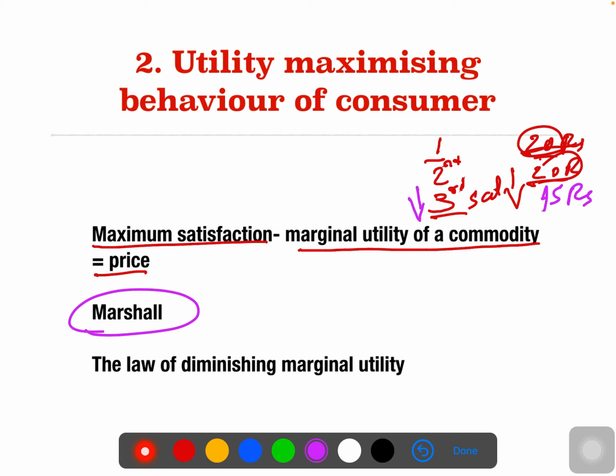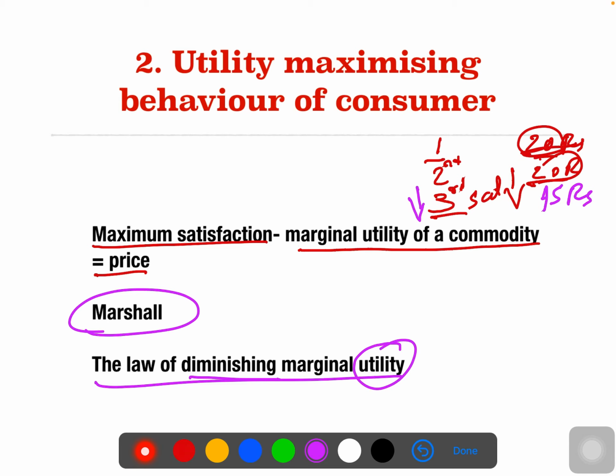Alfred Marshall is the one who established the law of diminishing marginal utility. What is diminishing? Your utility, your satisfaction, is going to diminish each time you consume more and more goods. When you continuously consume any good, your satisfaction is going to come down.